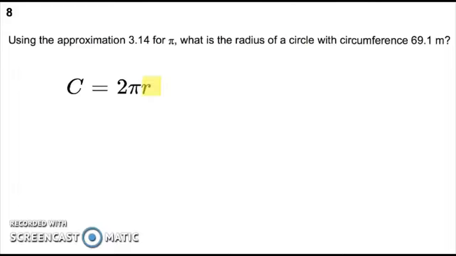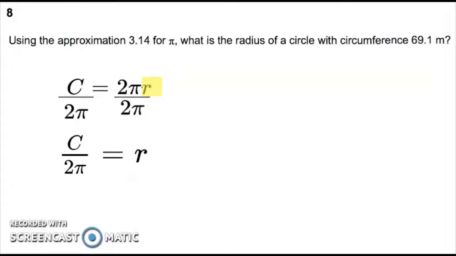So highlight the r. Now since 2, pi, and r are next to each other, it means they are being multiplied to each other. In order to move the 2 and the pi to get r by itself, we'd have to undo that multiplying, which means we've got to do the opposite of multiplying, which is dividing. So we divide both sides by 2 pi, and that gives you C over 2 pi equaling r.